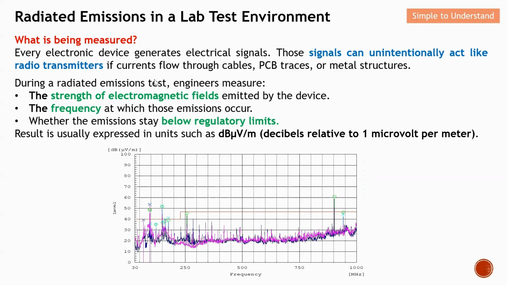So this is what is being measured in a radiated emission test in a lab test environment. Firstly, we measure the strength of the EM field and also the frequency at which it occurs. Then we need to ensure that all these emissions stay below the limit line in order to certify that this device passed the EMC test in a lab test environment.